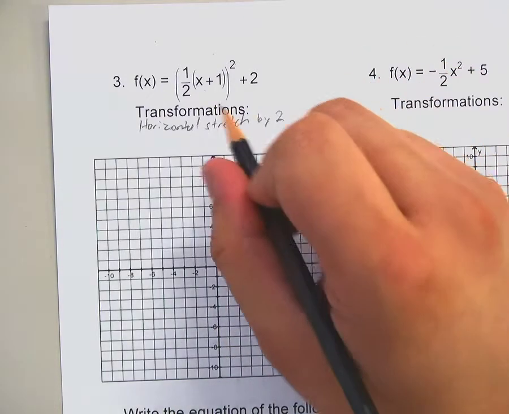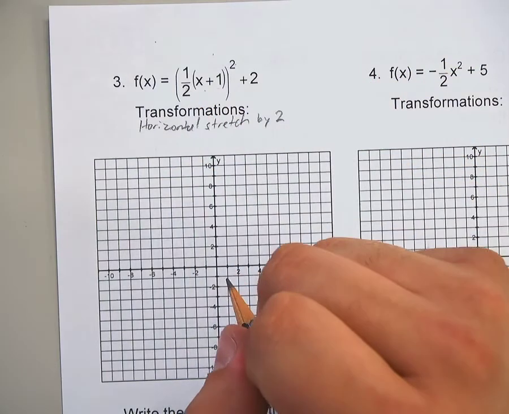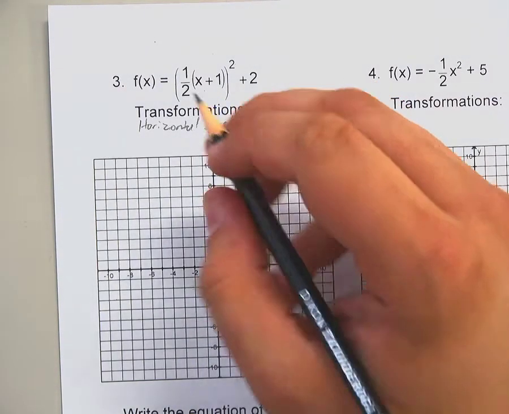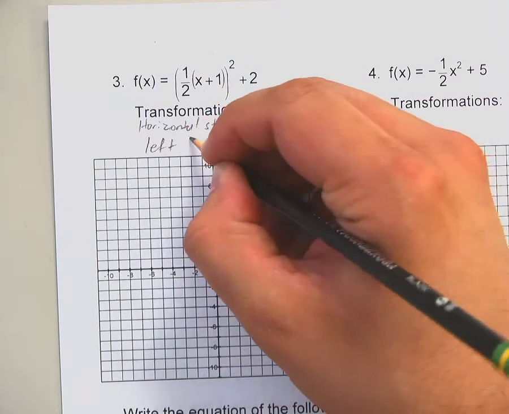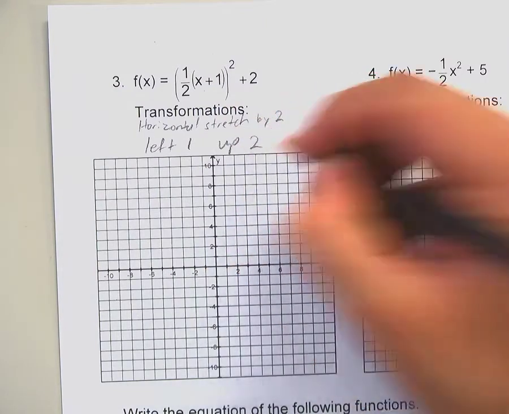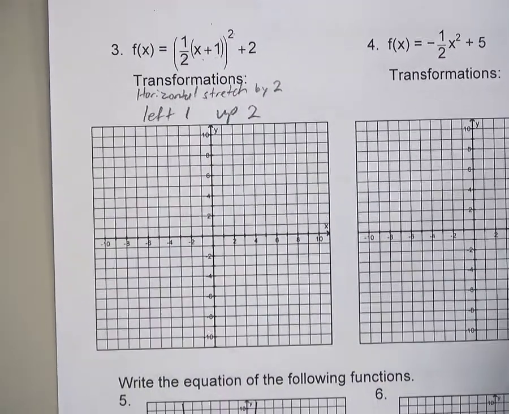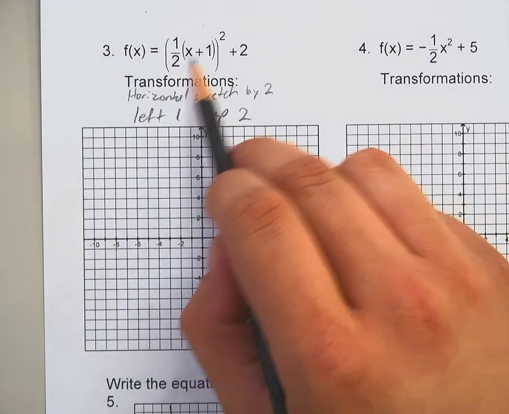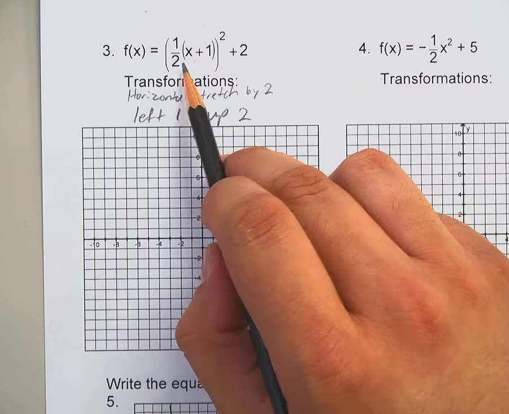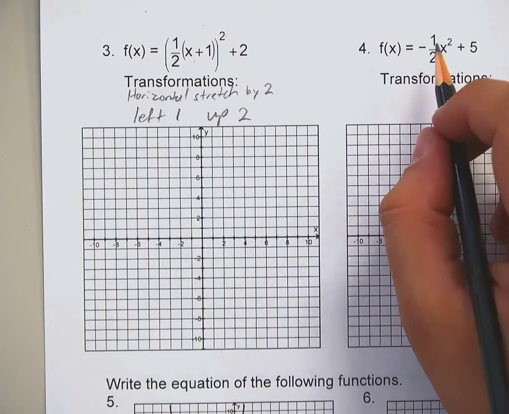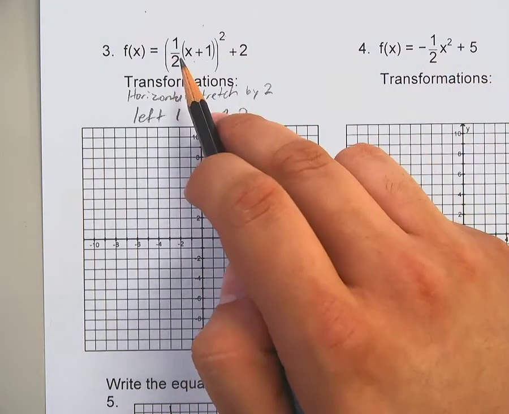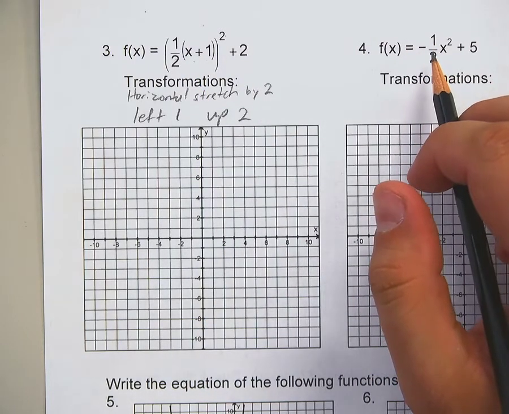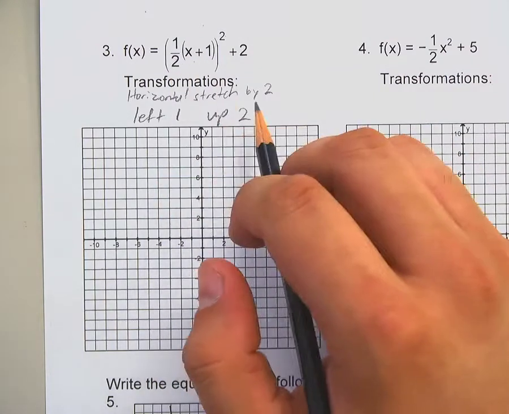So I'm stretching it because I always do the opposite of what's in the parentheses. And then I'm going left 1 and up 2. Left 1, up 2. So there's a difference between a horizontal stretch, which is inside of the square, and a vertical stretch or shrink, which is outside of the square. If it's inside, it's horizontal. If it's outside, it's vertical. So I'm going to be stretching my x's by 2.